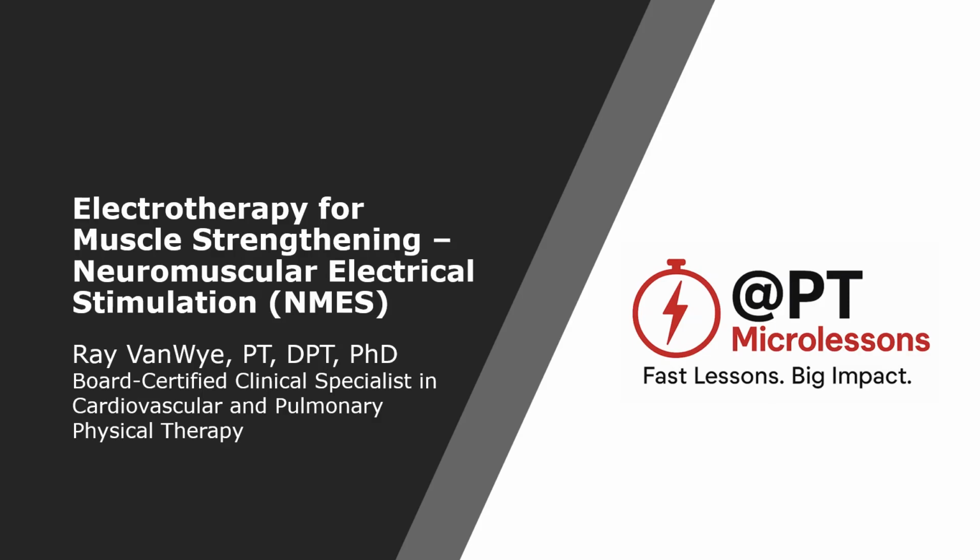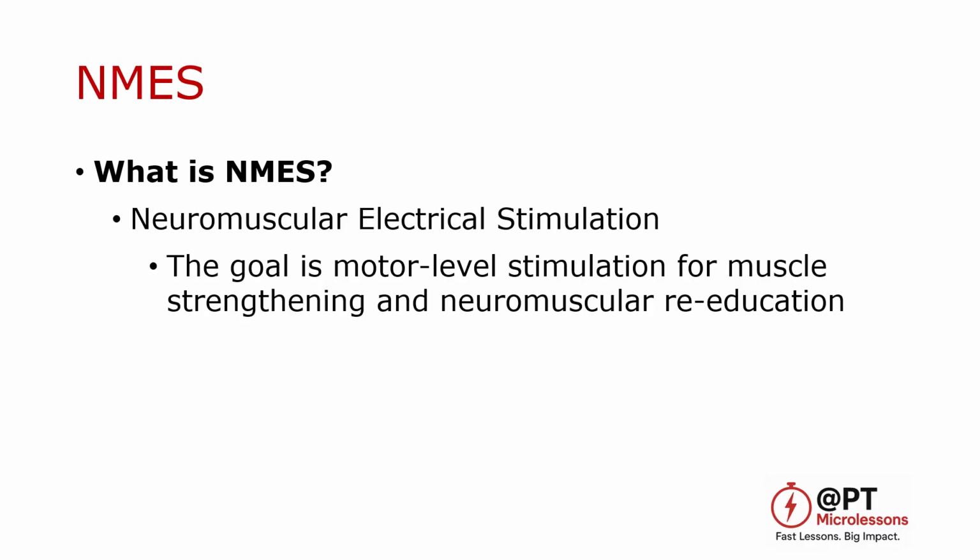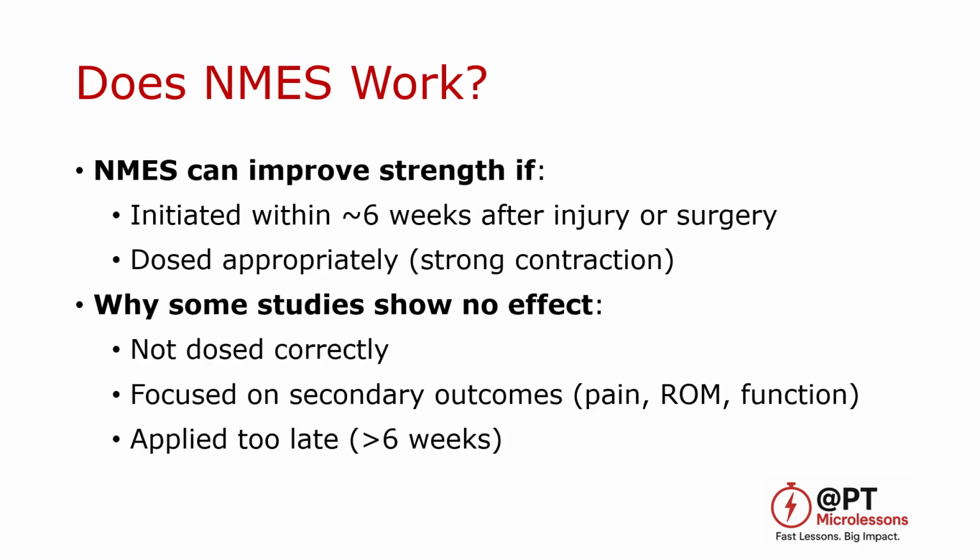In this lesson, we will look at how to use neuromuscular electrical stimulation, NMES, to produce muscle contractions and improve strength. NMES is used to produce a motor level response, meaning a visible muscle contraction. It is commonly used for strengthening and neuromuscular reeducation. If a patient cannot make a sufficient volitional contraction, then NMES is appropriate and can improve strength. It should be initiated within approximately 6 weeks after injury or surgery and dosed to achieve a strong contraction.